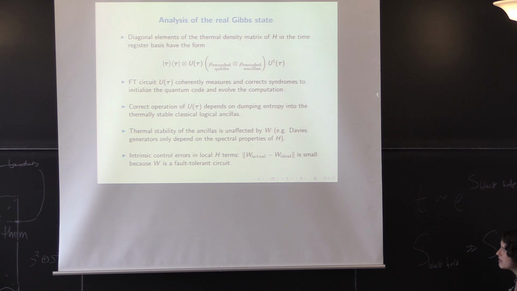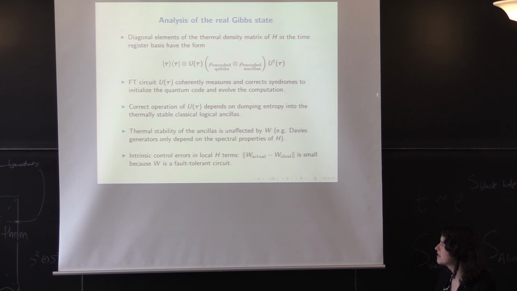And actually, just to say a little bit about control errors in the local Hamiltonian terms: the difference between this W actual and W ideal is going to be small, because W performs this fault-tolerant circuit. So even if you have some small errors in your gate terms, you can actually argue that those won't do any damage either.